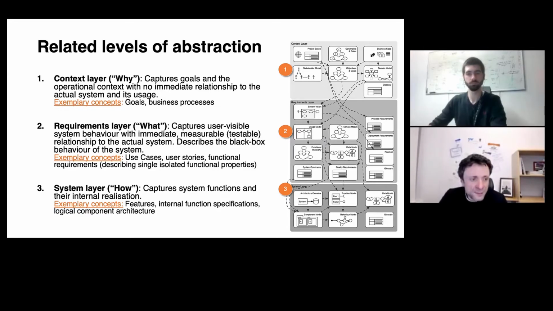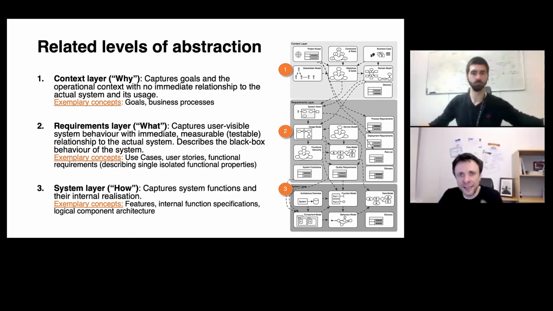In the system layer, then, I capture the system functions and the internal realization. So here is when I describe how my software system should be realized in order to support those intended interactions.